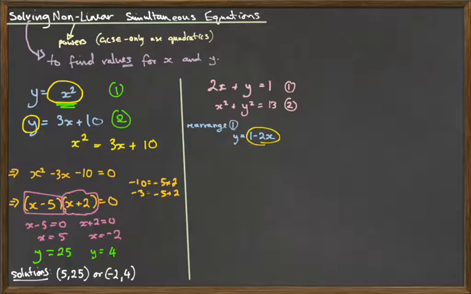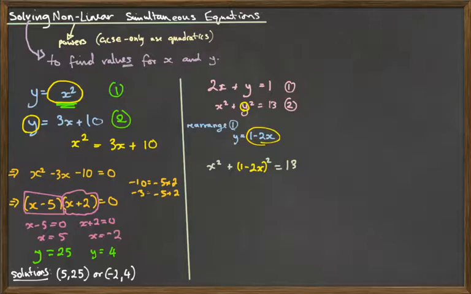Now you might think, I can use a substitution. Yeah, well, we know y is 1 minus 2x. So I could replace y in equation 2. So I could rewrite equation 2 as x squared plus (1 minus 2x) squared equals 13, because y is 1 minus 2x. So instead of writing y squared, I write (1 minus 2x) squared.